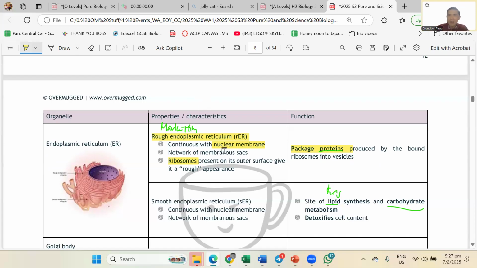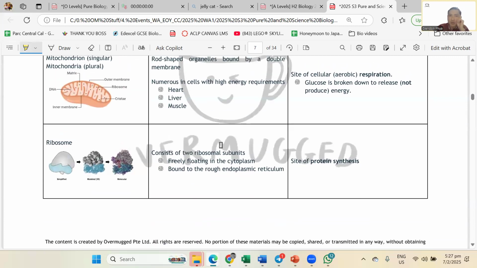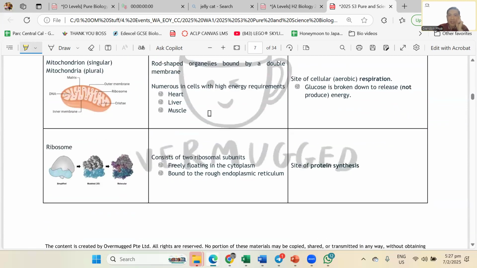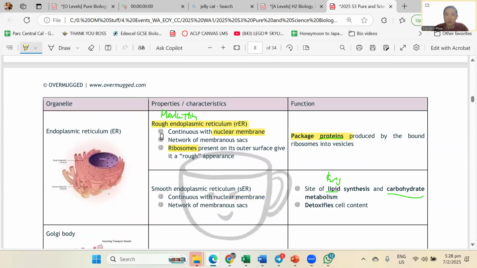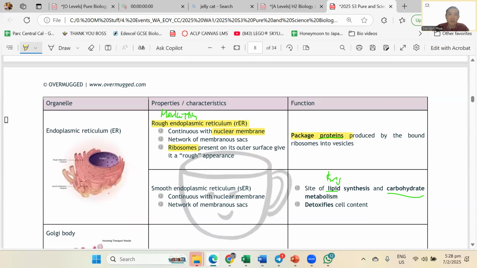Now the ribosome, what is that? I just need you to know in your head: the ribosome only has one function, site of protein synthesis. The two subunits adding together, you don't need that. The key thing is this: what it does is protein synthesis. Where do I find it? Two places: one on the RER, one floating around.